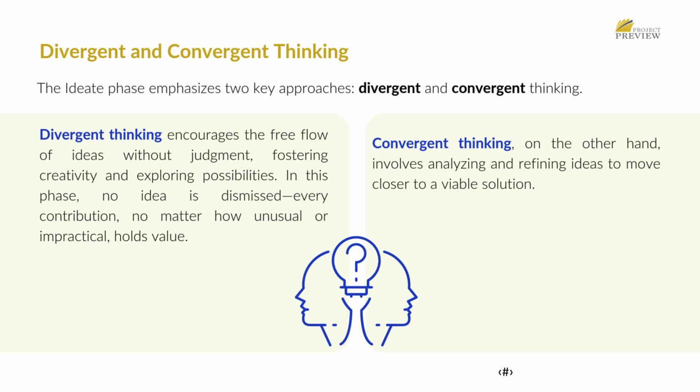Convergent thinking, on the other hand, is about analyzing, refining, and narrowing down ideas to identify the most promising solutions. This shift from open exploration to focused decision-making helps ensure that the ideas generated can lead to practical and impactful outcomes. By balancing divergent and convergent thinking, teams can unlock innovation and move toward meaningful solutions. Now, let's explore how to put these approaches into action.